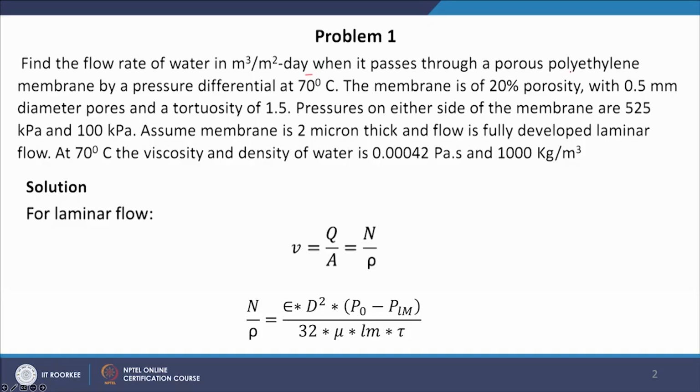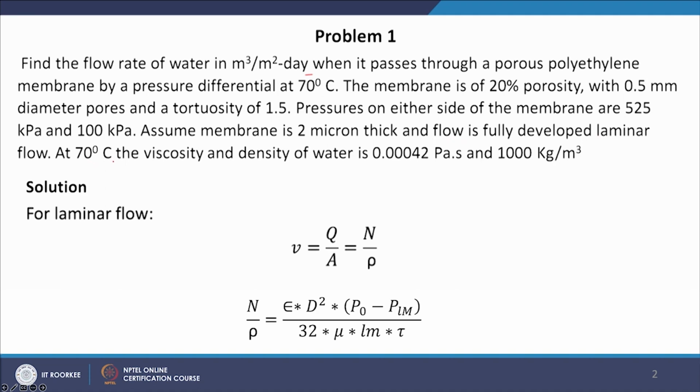The first problem statement is: find the flow rate of water in meter cube per meter square per day when it passes through a porous polythene membrane by a pressure differential at 70 degree centigrade. The membrane is of 20% porosity with 0.5 mm diameter pores and a tortuosity of 1.5. Pressures on either side of the membrane are 525 kilopascal and 100 kilopascal. Assume the membrane is 2 micron thick and the flow is fully developed laminar flow.